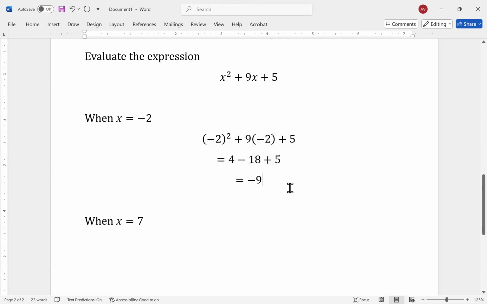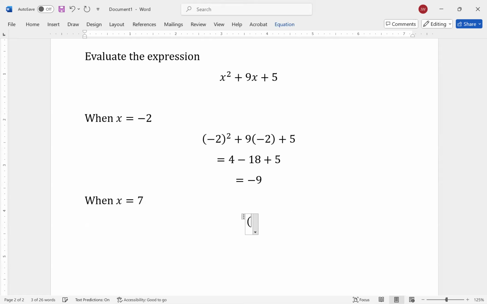And if I would have written negative 2 squared this way, I would have gotten a negative 4. So be careful on how you write that negative 2 squared. And we always want to plug things in inside of parentheses when I have that option, for the most part.